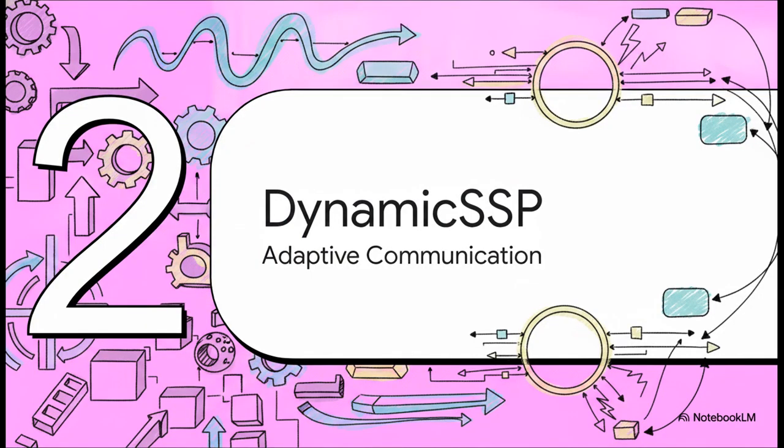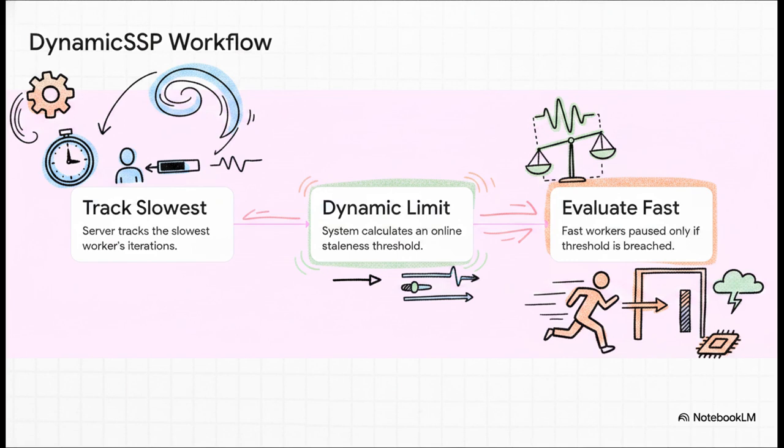Which brings us to Section 2, introducing DynamicSSP. This right here is the first major conceptual breakthrough of the thesis, making a leap from rigid parameters to truly adaptive communication. Instead of locking the whole cluster into a single guessed hyperparameter, DynamicSSP shifts the decision-making online. The parameter server actively tracks the iteration progress of the slowest worker in real time. It then actually calculates a dynamic staleness threshold on the fly within a defined range based entirely on the current processing speeds of the cluster.